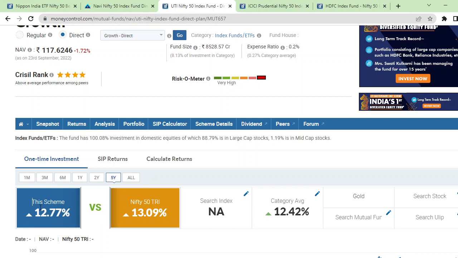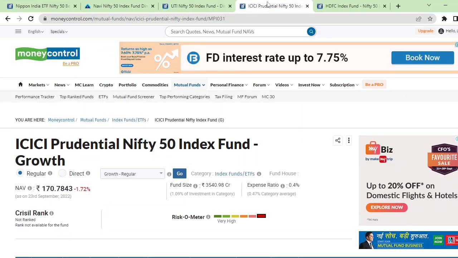Here basically what happened, your UTI Nifty index fund has given around 12.77%. The difference is around 0.3 or 0.4, you can say in that range. In the same manner, the fourth fund I will recommend to you is the ICICI Prudential Nifty 50 index fund.